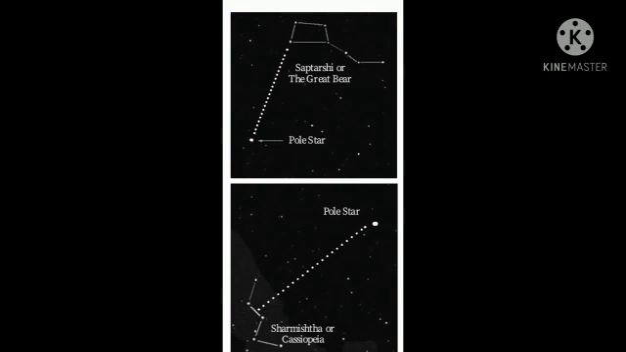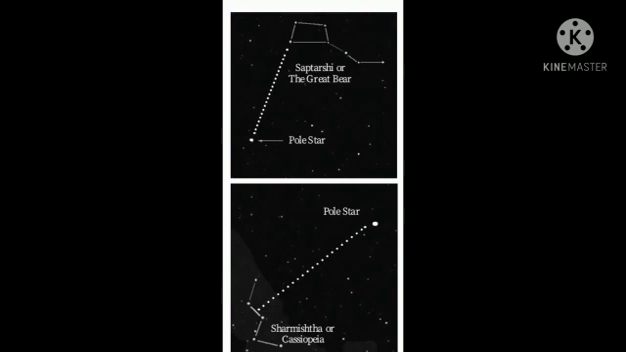It is on the meridian in the month of April, and in the month of October it sets around 8 pm. As the name suggests, Saptarishi is a group of seven bright stars. It is in the shape of a quadrangle with a tail made up of three stars. It resembles a kite and can be easily recognized.